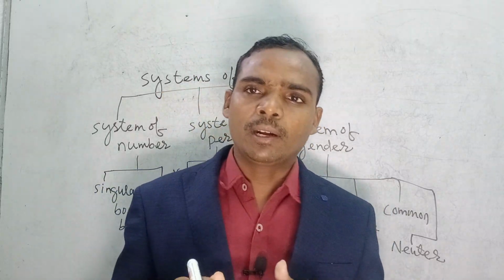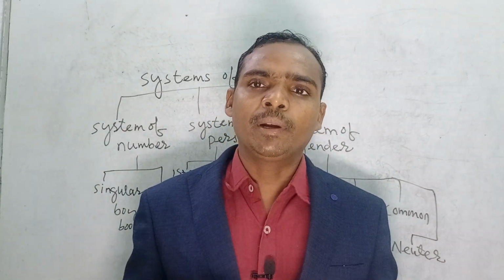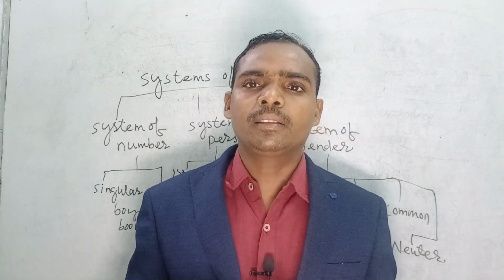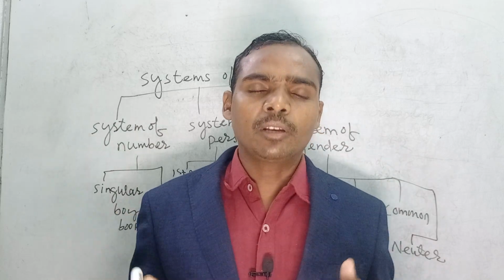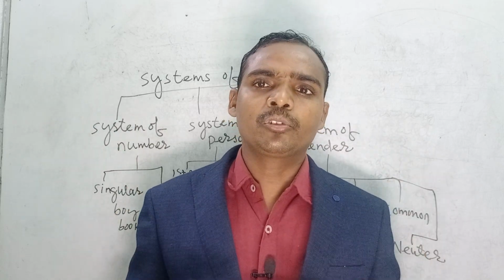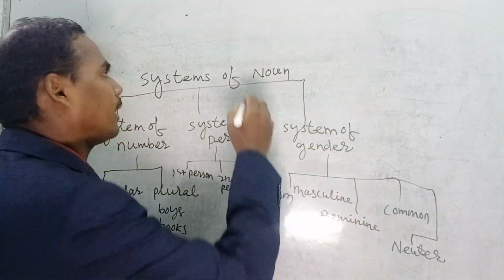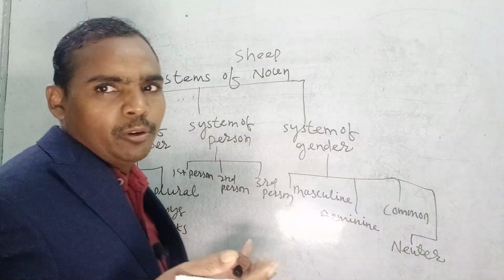In grammar, the system of number in English is the grammatical category of singular and plural. It may not always reflect this distinction. Suppose I give some examples. The word sheep, for example. You know it very well.